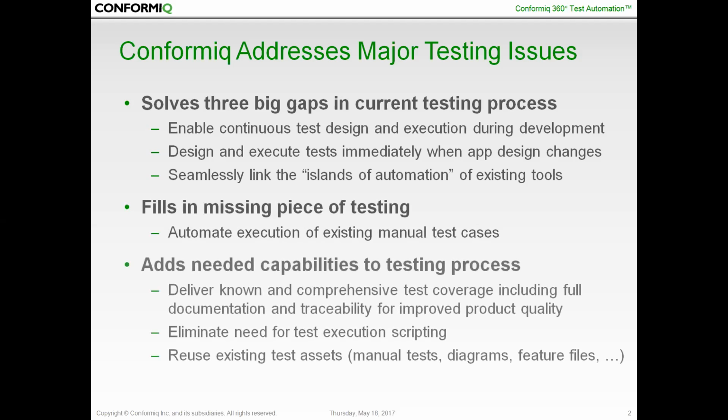And then finally, capabilities that aren't really in the current process but should be. To know what you've covered, to comprehensively test and not have to do it in regression. You could do it in progression, to have full documentation, full traceability. I mean, how do you really know how good you are in testing if you really don't know what you've tested and how it's tested and what has tested it?